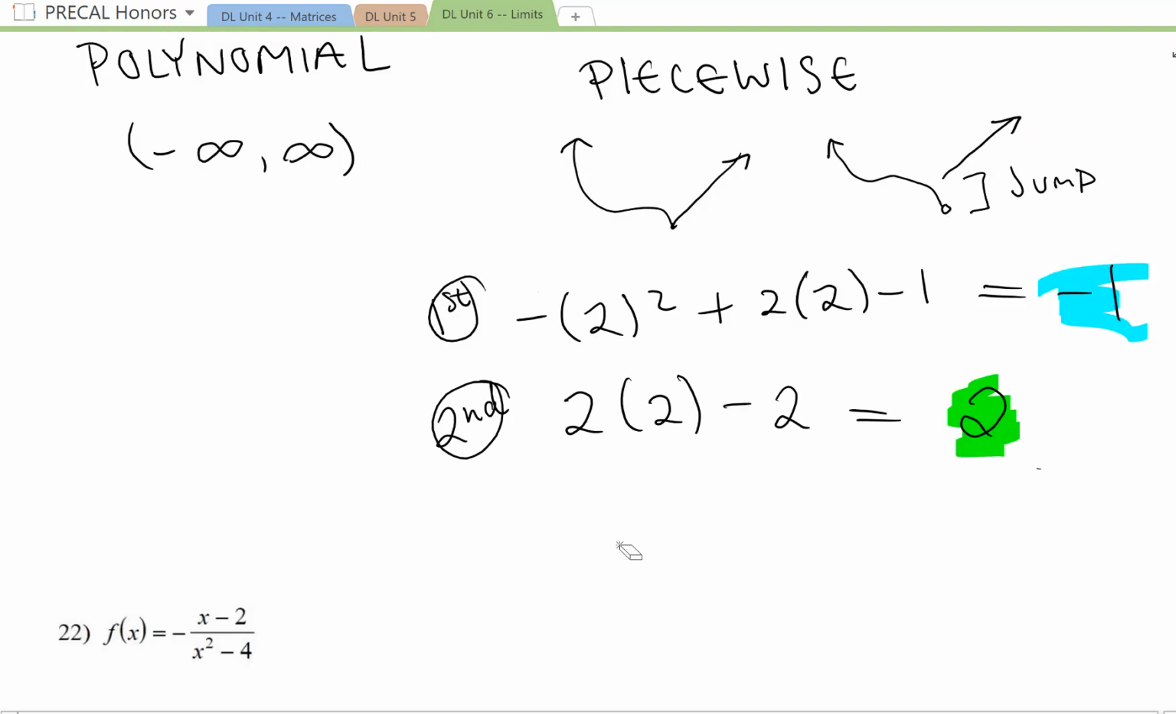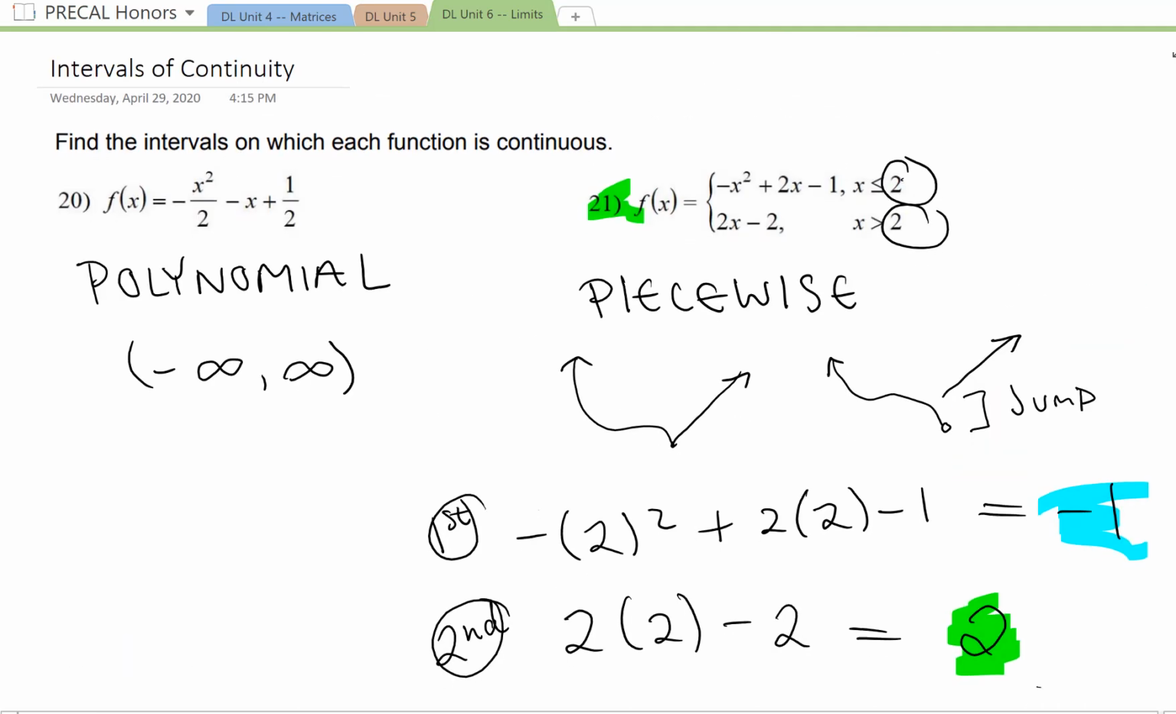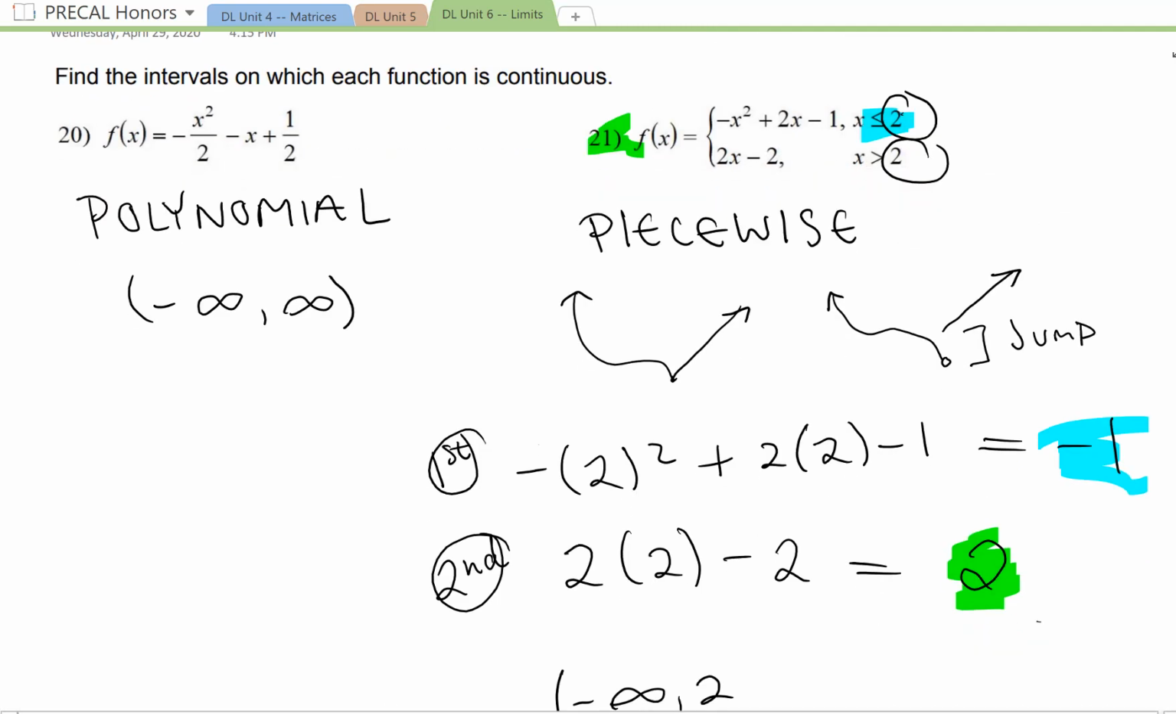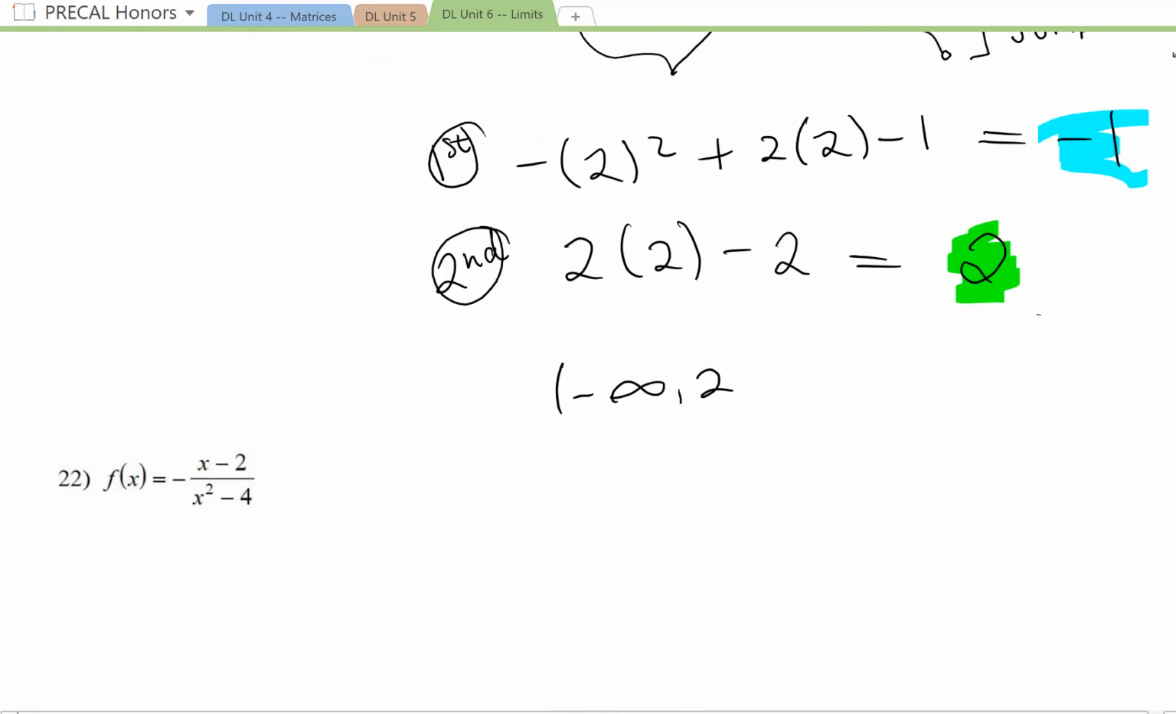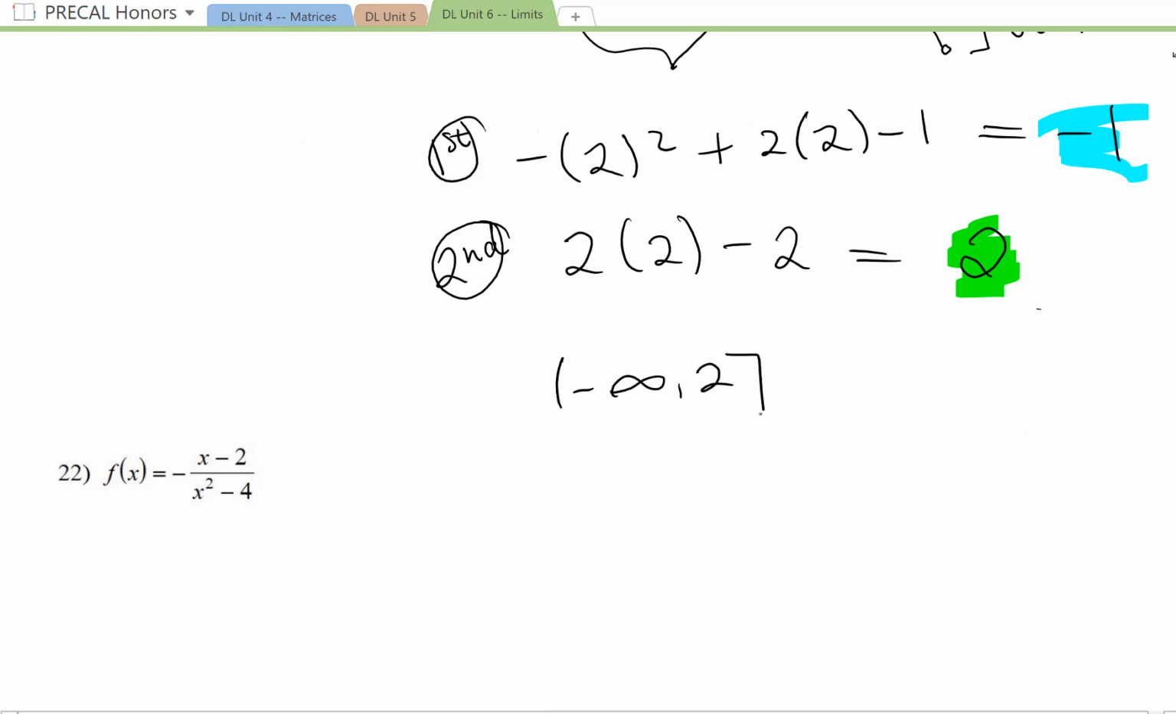So the intervals of continuity for this function is everything leading up to 2. And the first piece was the piece that included 2. So make sure you look out for these inequality symbols, they will help you with your intervals. This includes the 2. And then this one has a parenthesis, okay, parentheses from 2 all the way onward to positive infinity.